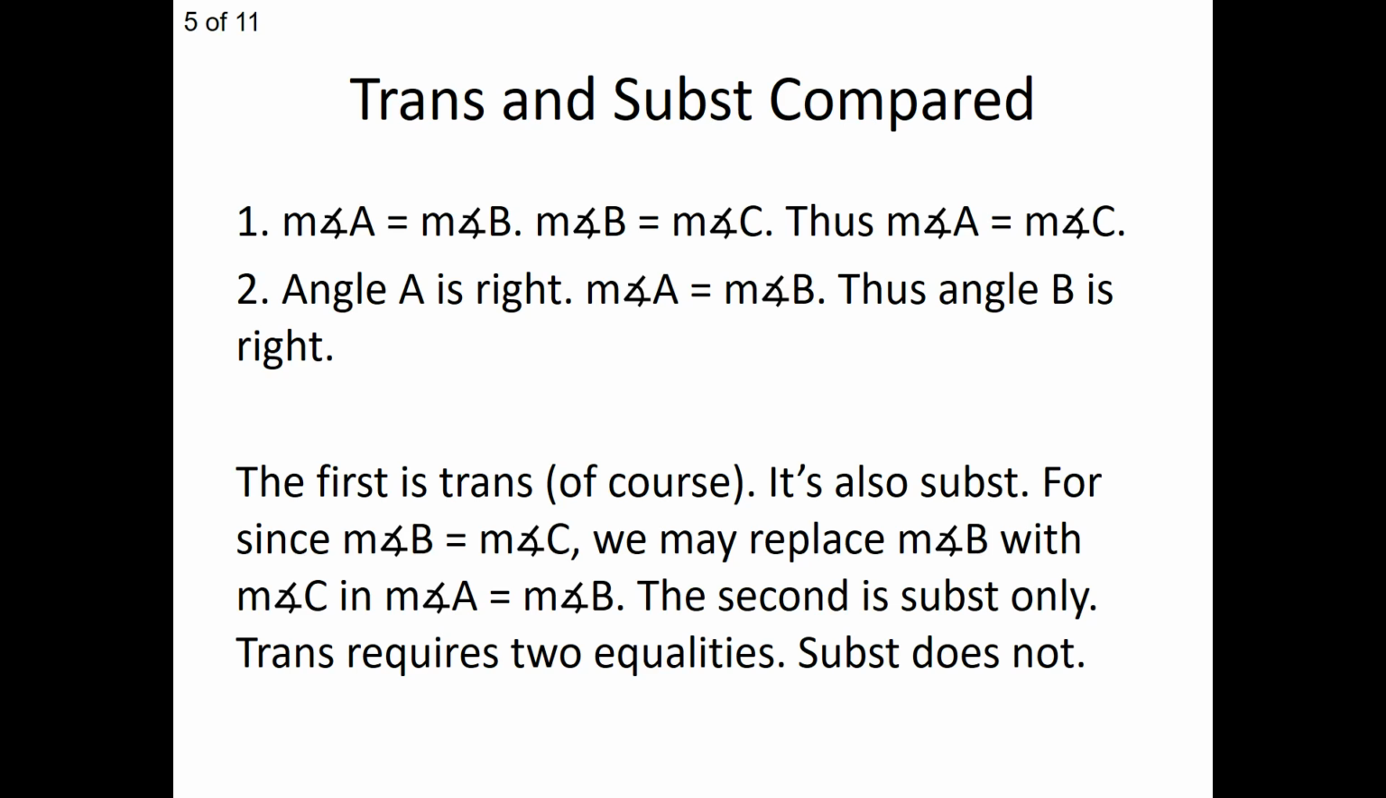I've merely replaced. Notice that there's only one equation or one equal sign in the second statement. So in the second one, that would be justified using substitution only. I cannot justify statement 2 using transitivity. Transitivity is taking where I have two equalities and creating a third, where in substitution, I'm taking one equality and merely replacing one of those quantities with another.